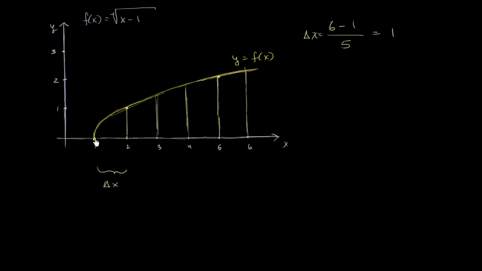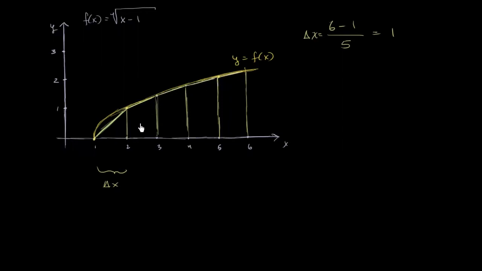So the first trapezoid is going to look like that. It's going to go like that. Actually, it's going to be a triangle, not really a trapezoid. Then the second trapezoid is going to look like this. I guess you could say a trapezoid where one of the sides has length 0 turns into a triangle. Then the third trapezoid is going to look like this. And then the fourth trapezoid is going to look like that. And then finally, you have the fifth trapezoid.